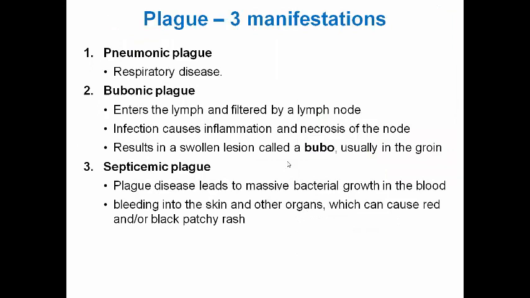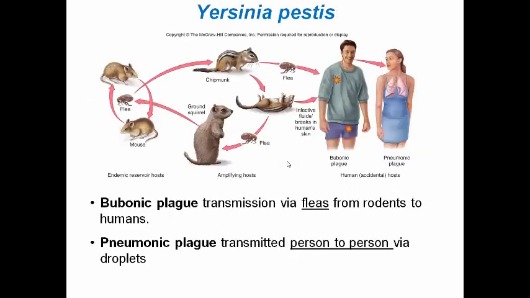There are 3 manifestations of plague: pneumonic plague, bubonic plague, and septicemic plague. Pneumonic plague is a respiratory disease. Bubonic plague is where the organism enters the lymph and is filtered by a lymph node, the infection persists in the node, causing inflammation and necrosis of the lymph node, and you get that swollen lesion called a bubo that we saw in the previous picture. The groin is a common location. Septicemic plague is where the disease leads to massive bacterial growth in the blood, and you can even have bleeding into the skin and other organs, which causes a red and blackish patchy rash because of the blood under the skin.